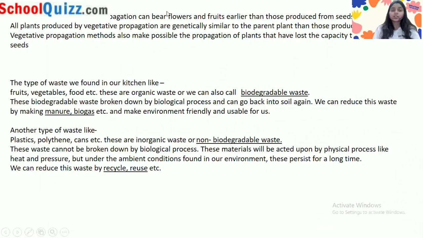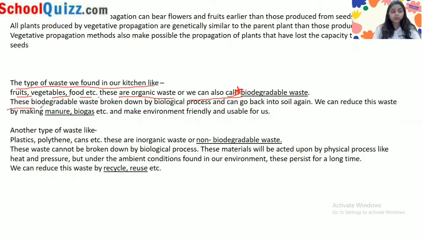So firstly, you have to tell them what the types of waste are. The types of waste we found in our kitchen, like fruits, vegetables, food, etc. These are organic waste, or we can also call them biodegradable waste.